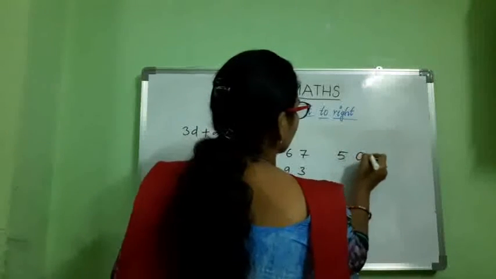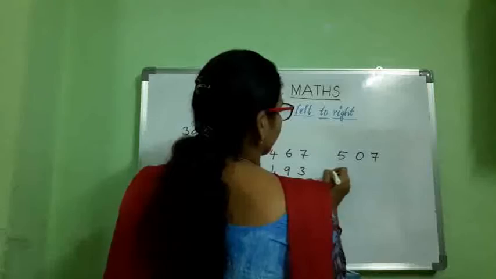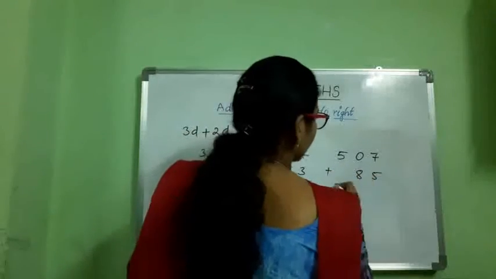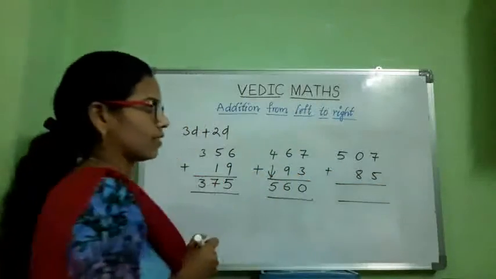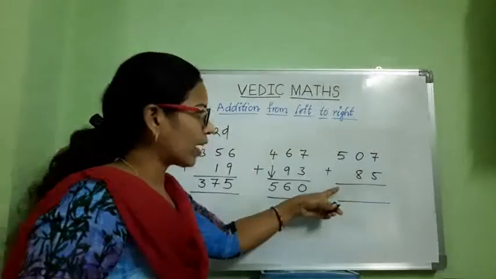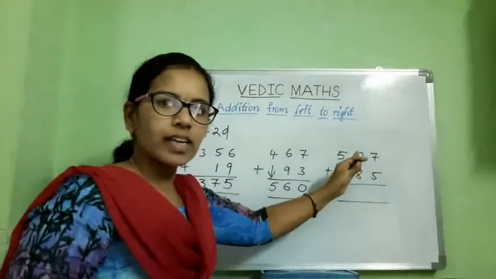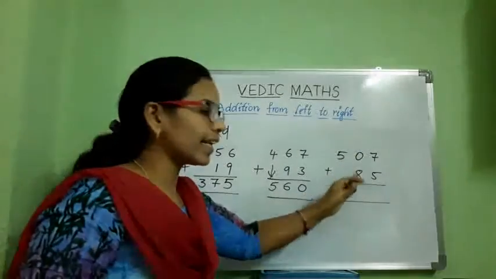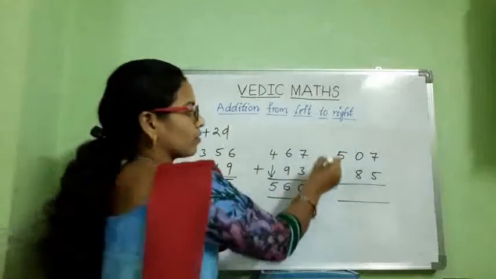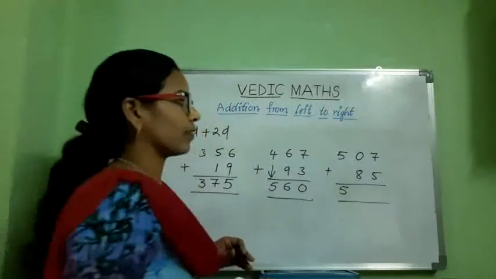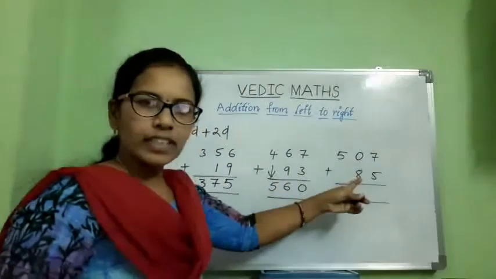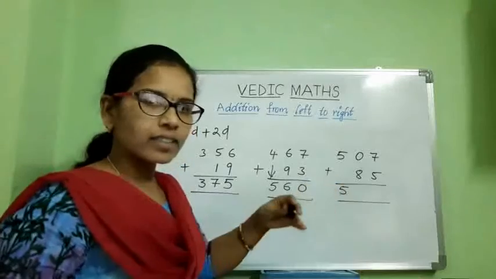5, 0, 7 and 8, 5. Yes. Before dropping 5, check the next numbers whether they are carry or non-carry. 0 and 8, they are non-carry. Means write the 5 down easily. Next, 0 and 8. What is the end digit of 0 and 8? 8 itself.